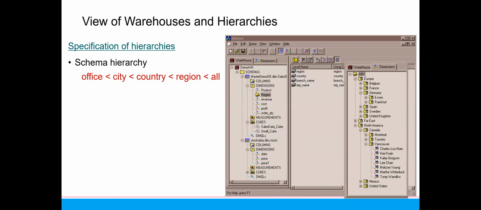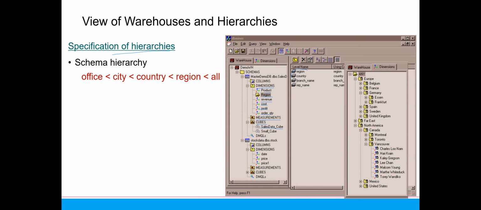This is a view of a data warehouse. If you have this kind of data warehouse, you need to specify the hierarchies. For example, the dimensions are product, region, and the measures are revenue, cost, profit, order quantity. And these are the cubes. So if you have the sales data cube, then okay.